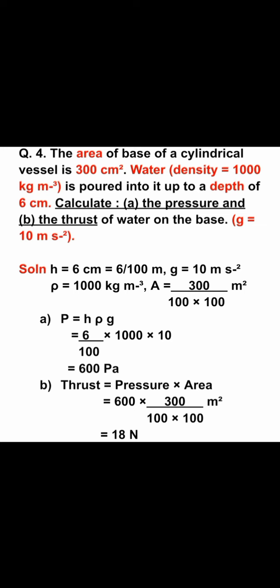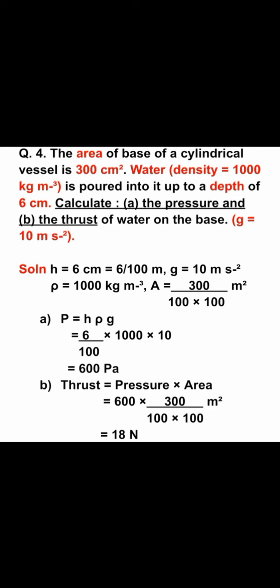Here the question is given. The area of base of a cylindrical vessel is 300 centimeter square. Water, density equals 1000 kg per meter cube, is poured into it up to a depth of 6 centimeter. Calculate the pressure and the thrust of water on the base. g equals 10 meter per second square.